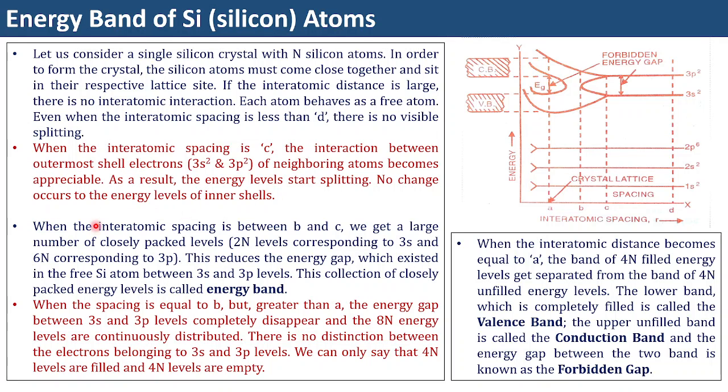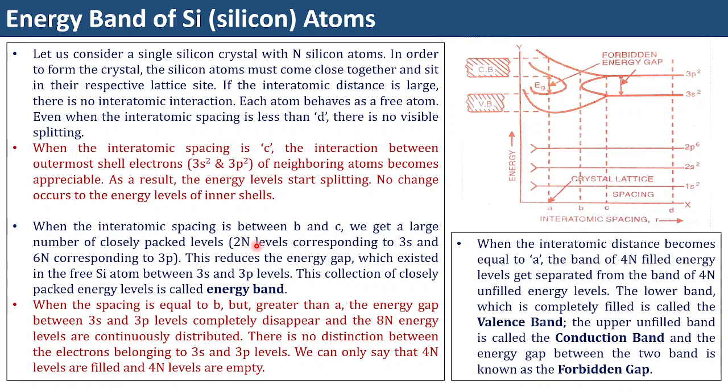Now, when the interatomic spacing is between B and C, it is reduced even more. It was initially at C, now reduced more, it comes to B. So in between B and C, we get a large number of closely packed levels. For example, 2n levels corresponding to 3s and 6n corresponding to 3p. Why is this n there and why is 2 there? Because the s orbital can take 2 electrons.